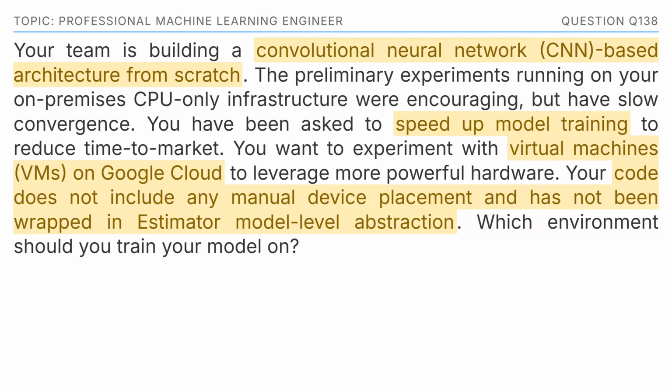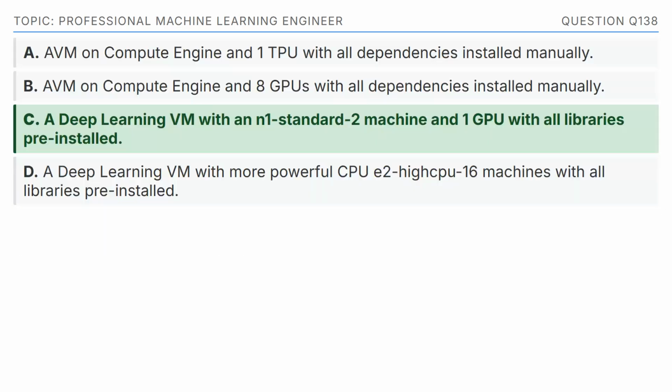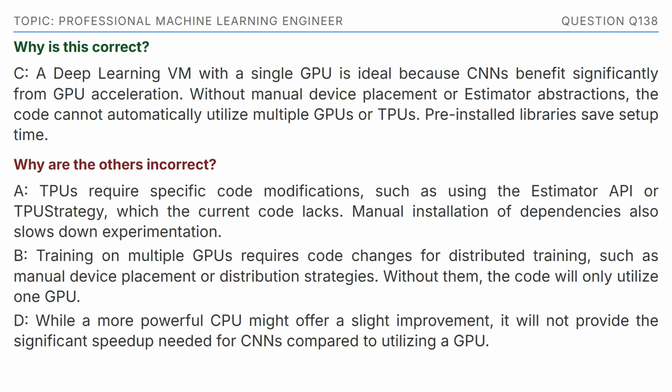To arrive at the correct answer, we focus on the keywords: convolutional neural network, CNN, based architecture from scratch, speed up model training, virtual machines, VMs, on Google Cloud. Code does not include any manual device placement and has not been wrapped in estimator model level abstraction. The correct answer is option C, a deep learning VM with an N1 standard 2 machine and 1 GPU with all libraries pre-installed. Why is this correct?